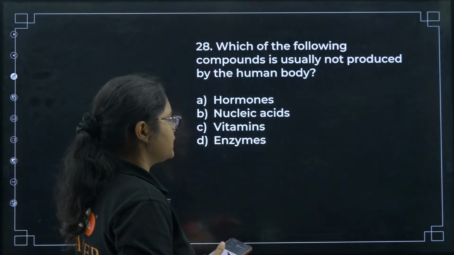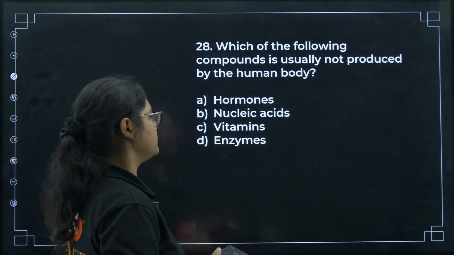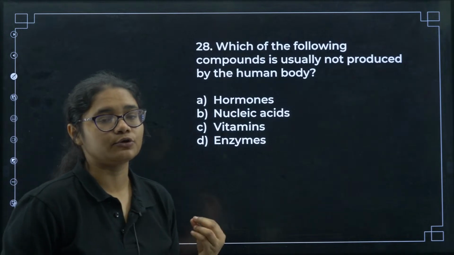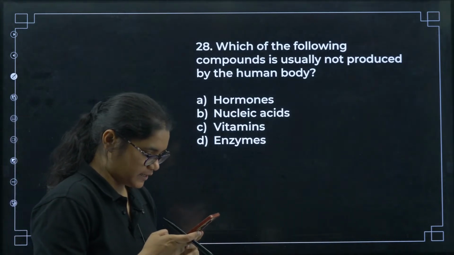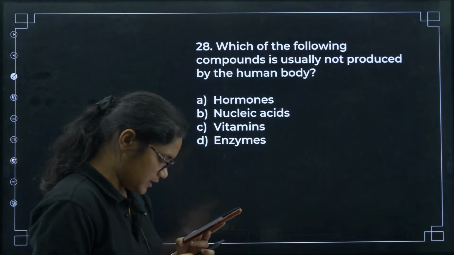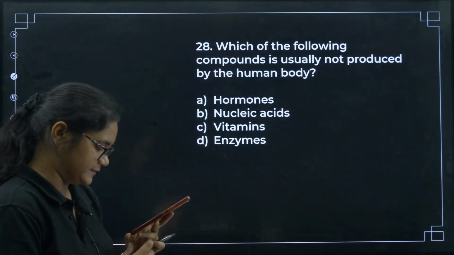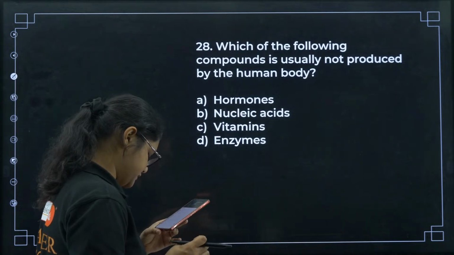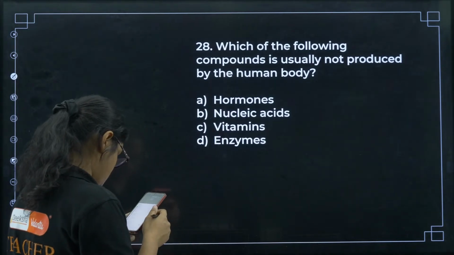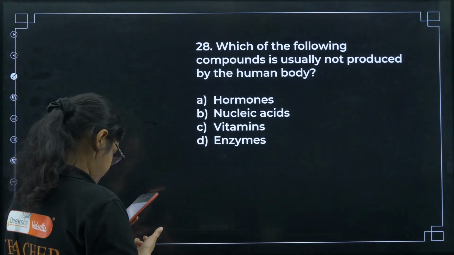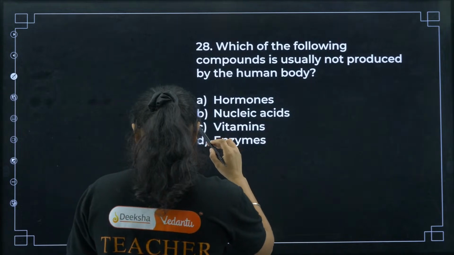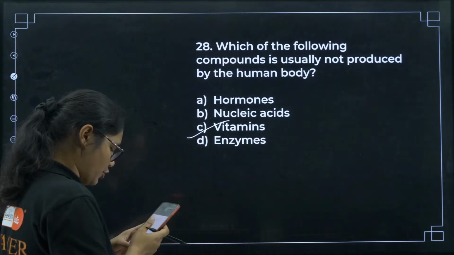Next, 28, which of the following compounds is usually not produced by the human body? Hormones, nucleic acids, vitamins and enzymes. It is not produced in human body, it has to be consumed from outside. Yes, Varija, Dhanyashri, Janvi, Rashmi, all of you are correct here. Revana, Chidananda, yes, good. Let's go for 28th question. 28 is no, not enzymes, Varija. Yes, C is the correct answer. C is the correct answer. Vitamin should be taken from outside.